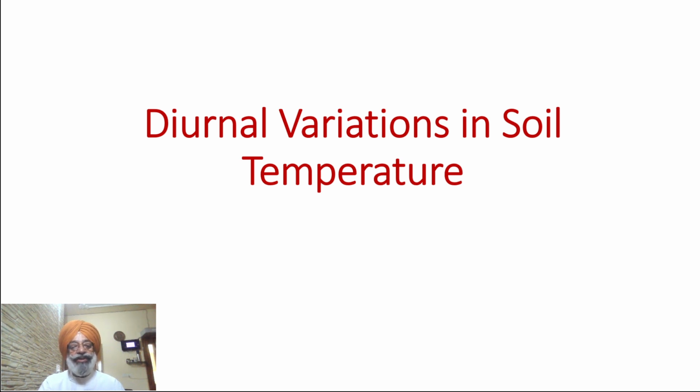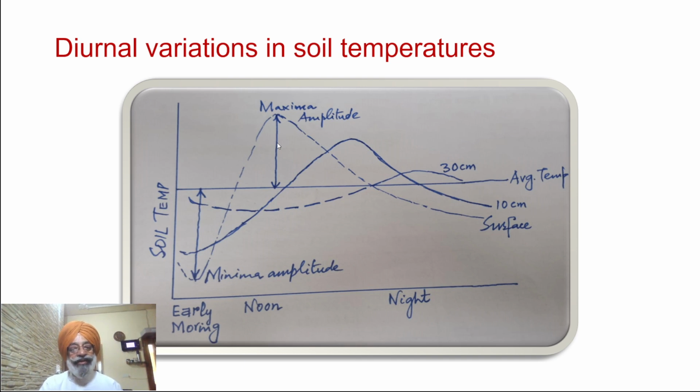Well, today's topic for discussion is diurnal variations in soil temperature. All of you are aware that the air temperature shows diurnal fluctuations. In fact, temperatures are lower during the morning hours, and then they start rising after around 1 p.m., or between 1 and 2 p.m. It attains a peak, then again temperatures start decreasing, and this cycle moves on for the next day and so on. Similarly, the soil temperature also shows variations.